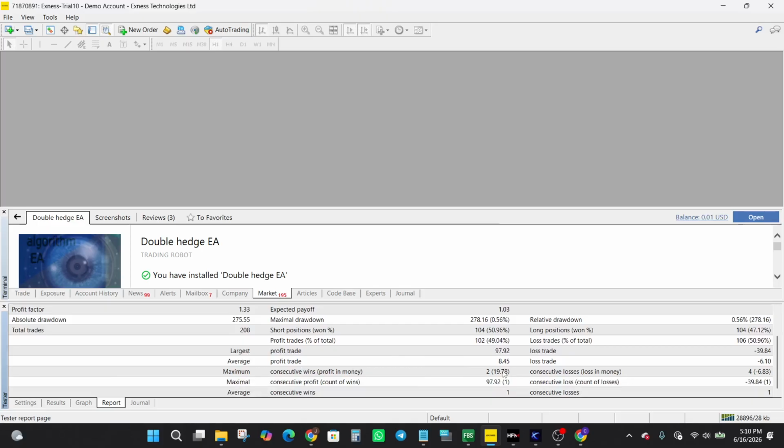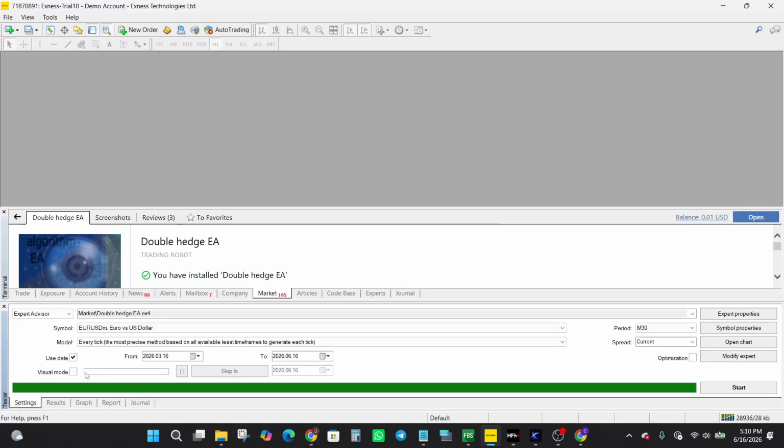The total trades taken were 208, out of which 102 were profitable, giving us a 49.04% win rate. Now, the largest profit was 97.92, and the largest loss was 39.84. The average profit was 8.45 and the average loss was 6.1. So that means the risk to reward ratio is not very excellent, but at least manageable, right? Quite okay.